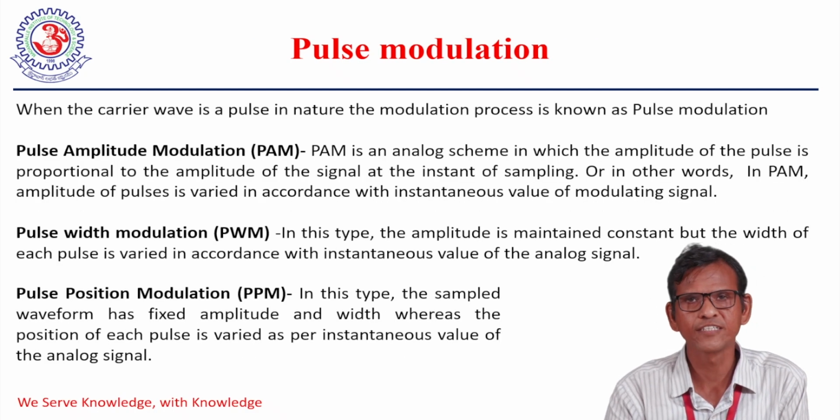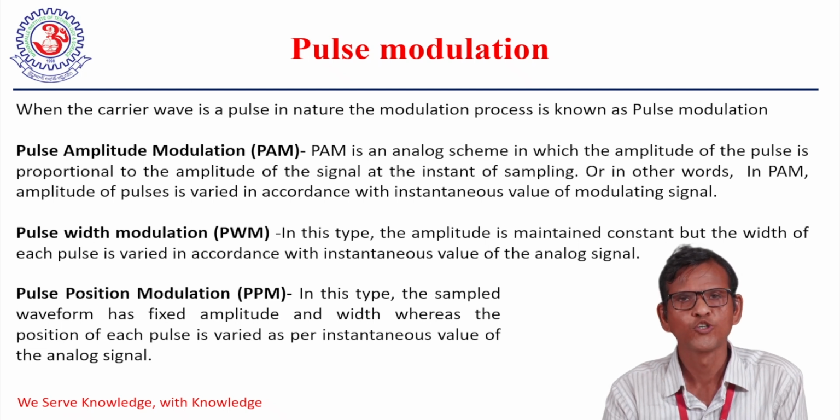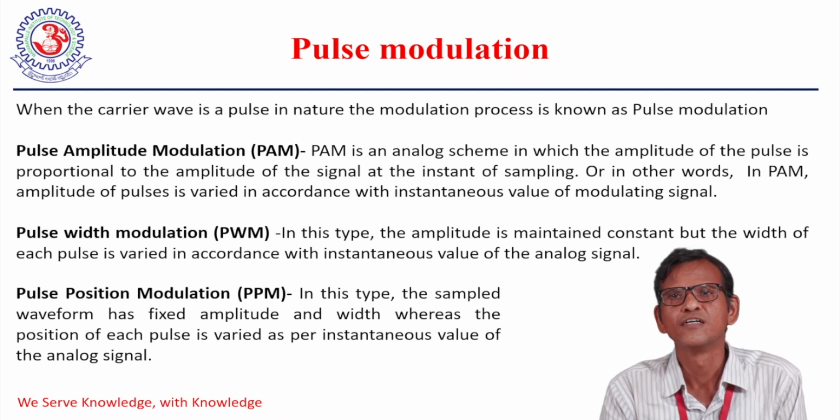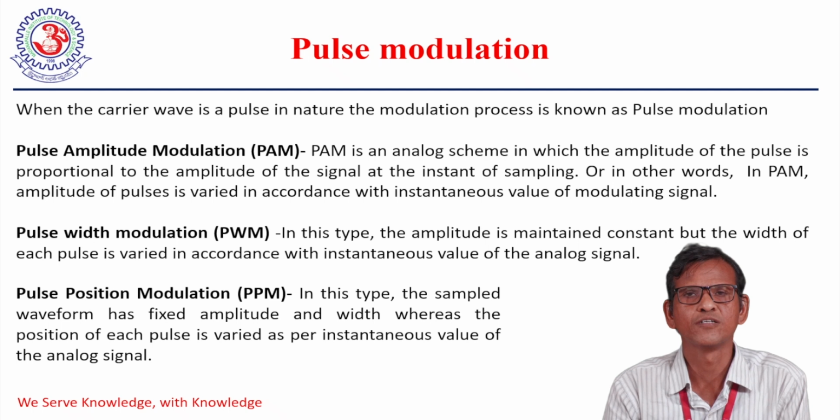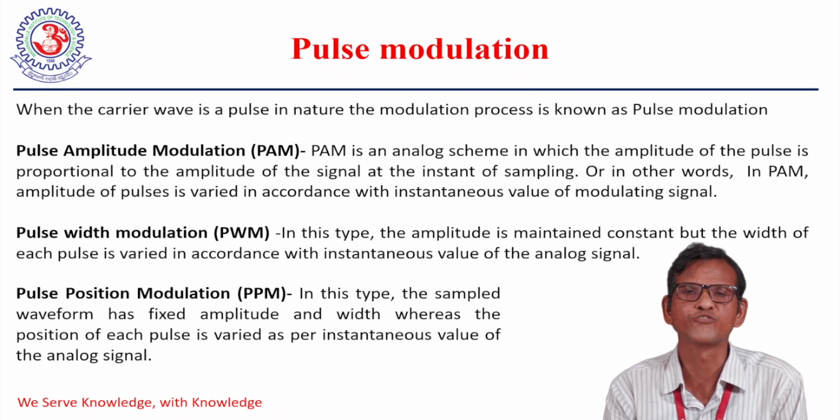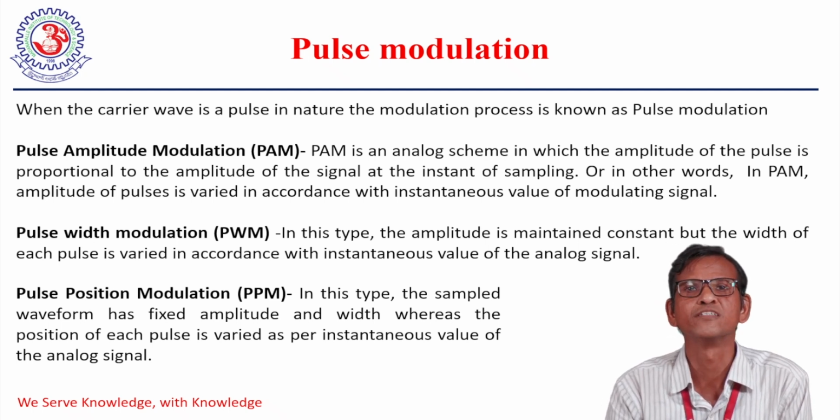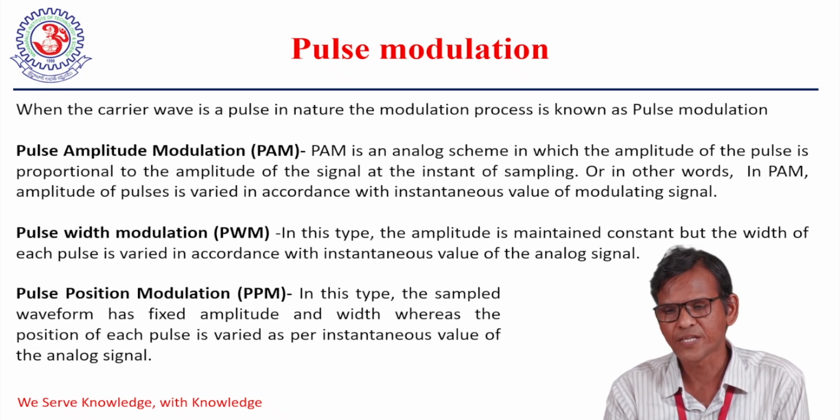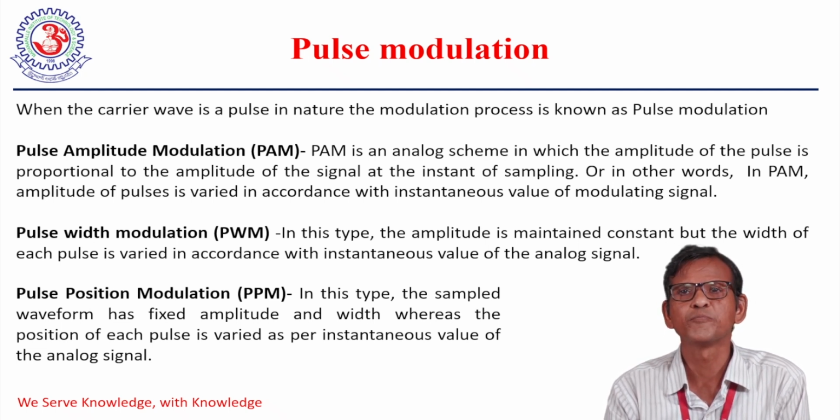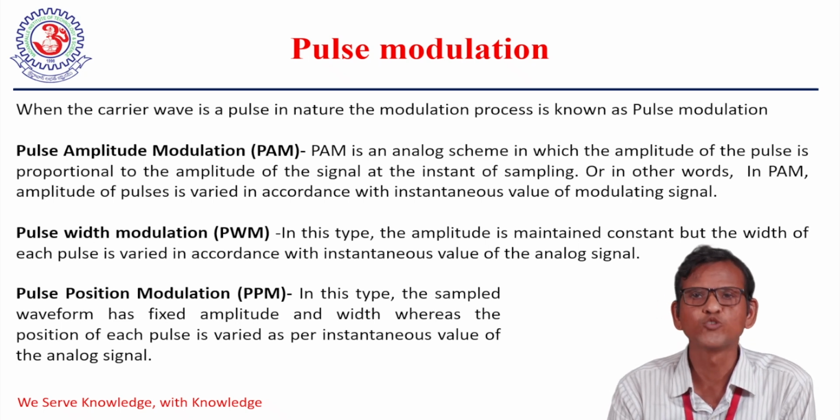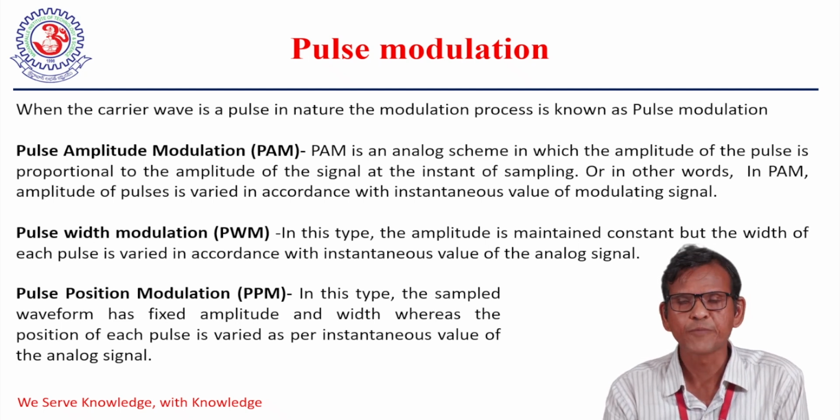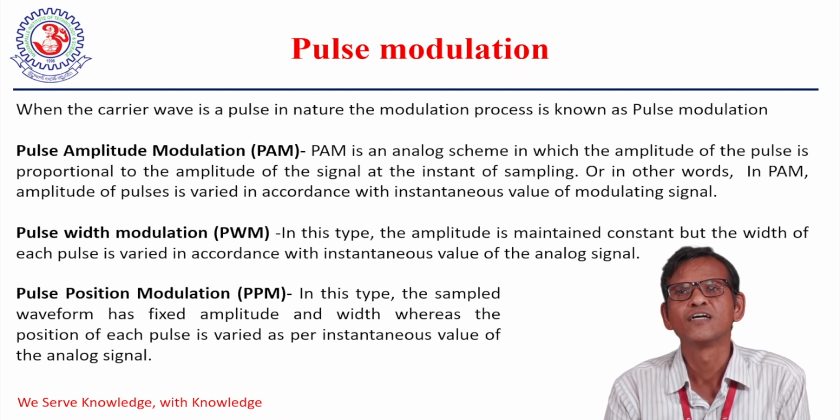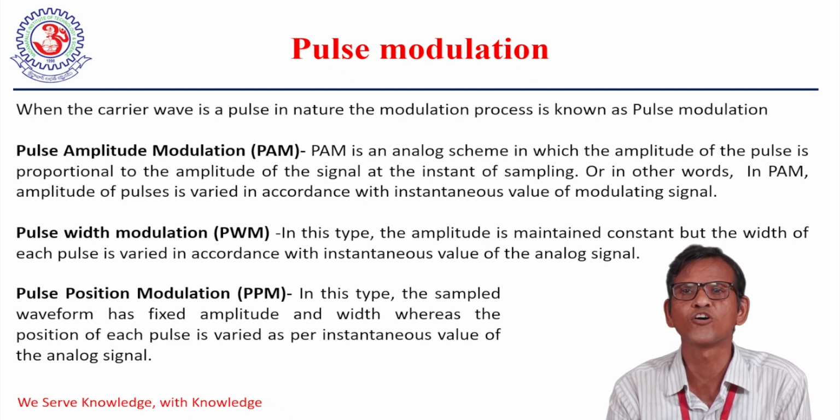After that, we read that the carrier can be a pulse train also. In this type, we have three types of modulation: pulse amplitude modulation, pulse width modulation, and pulse position modulation. If the carrier wave is pulse in nature, or a pulse train, then it is pulse modulation. So in pulse amplitude modulation, what happens? Pulse amplitude modulation, or PAM, is an analog scheme in which the amplitude of the pulse is proportional to the amplitude of the signal at the instant of sampling.